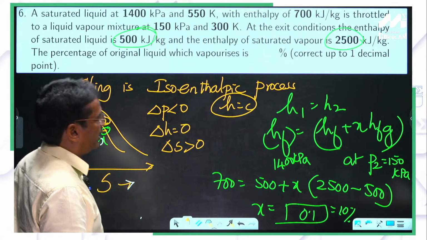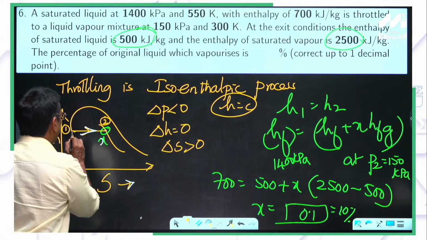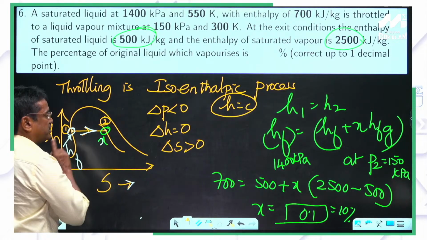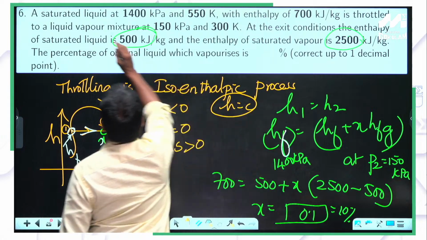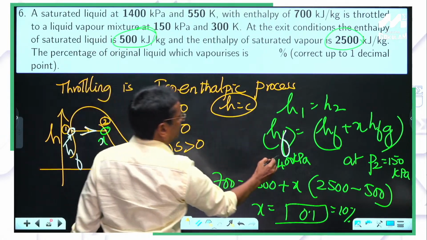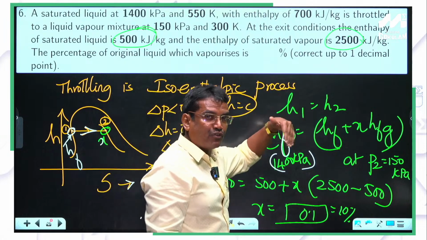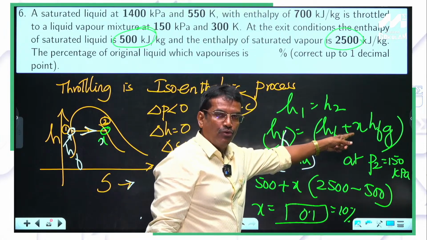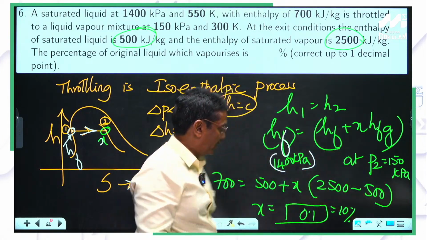H2 is equal to HF plus X HFG, because we know that it is a wet vapor. Initially it is a saturated liquid. Therefore, that is why I have written this as HF. This HF is a saturated liquid, clearly as mentioned here. So, a saturated liquid is undergoing throttling. After the throttling, there is some vapor appearing. X is greater than 0, that is, we have calculated the dryness fraction of that wet vapor after throttling.